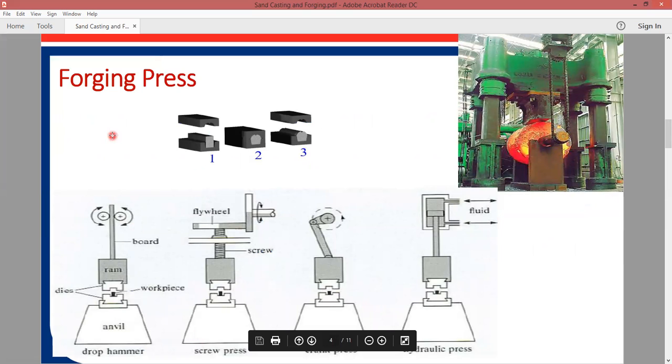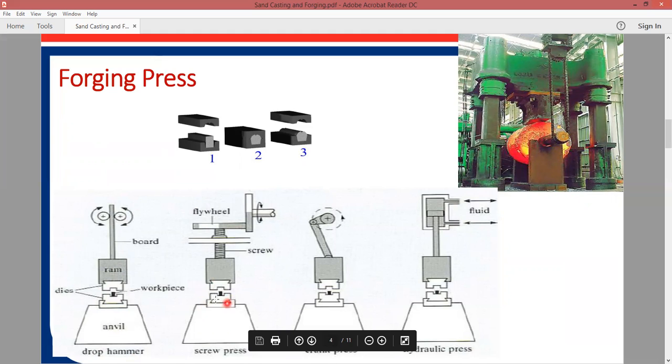So these are the forging press machines. This one is the forging process in which this is the topmost die, this is the bottom die, and in which a metal is placed. This heated metal is called a billet, over which a ram is pressed by using this cam and floor arrangement. So this is a drop hammer type of setup.